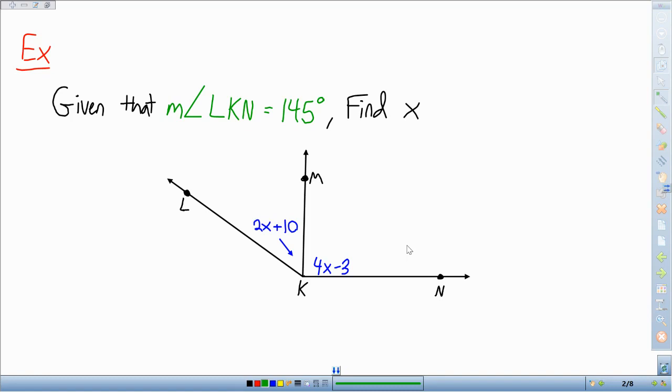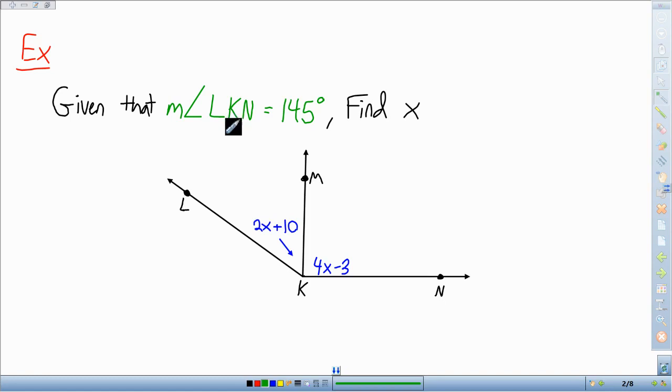All right, so first thing, don't be intimidated by letters and algebra stuff showing up here. This is actually pretty easy math. So let's look at it. It says, given that the measure of angle LKN is 145 degrees, find x.